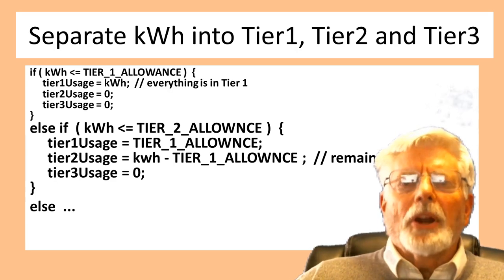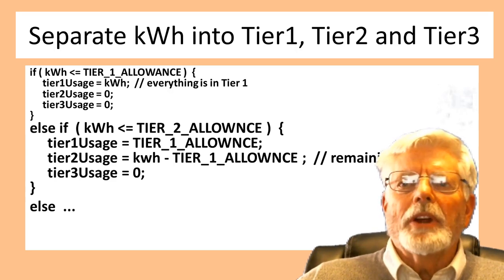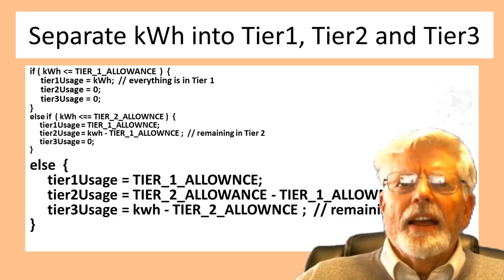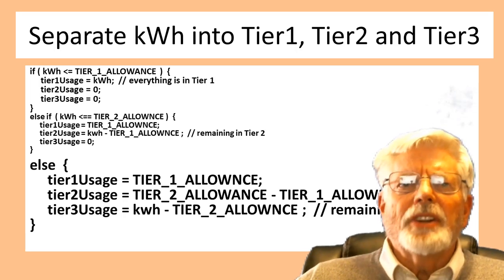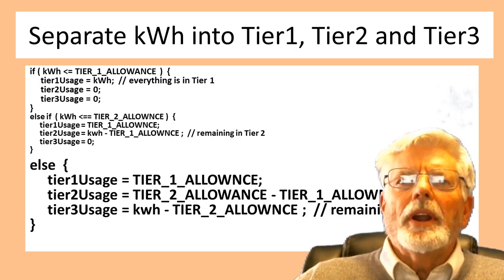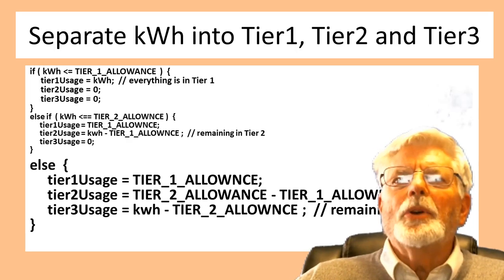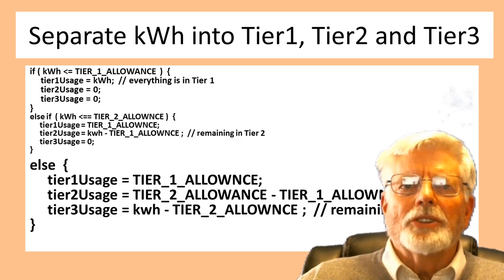We want this program to correctly compute the tier usage values for any value that is input for kilowatt hours. For the next example, the if and else if statements have already determined that the kilowatt hours is not less than or equal to either the Tier 1 allowance or the Tier 2 allowance, so therefore kilowatt hours must have finally reached Tier 3. When that happens, we can compute all three tier usages when the kilowatt hours is over the 1,450 for the Tier 2 allowance.